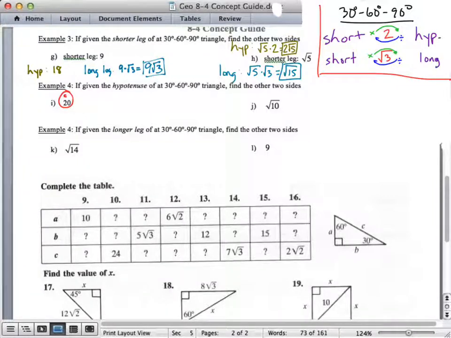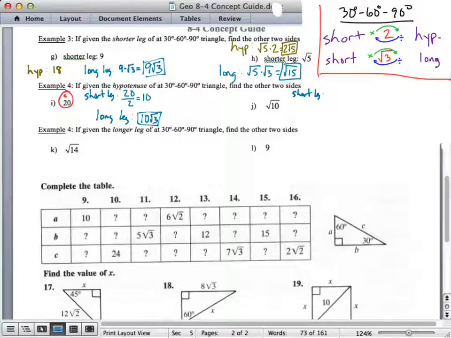All right. If you're given the hypotenuse, will we go from the hypotenuse to the long leg? Not directly. We'll always go to the short leg. How will we start this? To go from the hypotenuse to the short leg, we divide by 2. The short leg is 10. To go from the short leg to the long leg, we multiply by the square root of 3. 10 times the square root of 3 is 10 square root of 3. That is it.